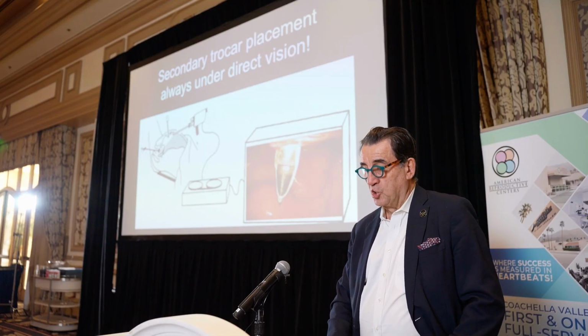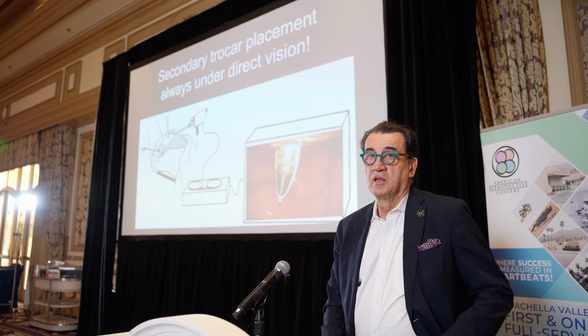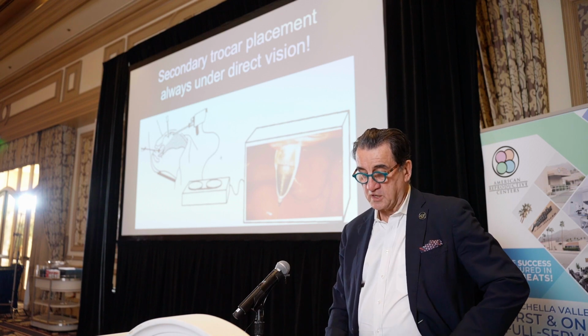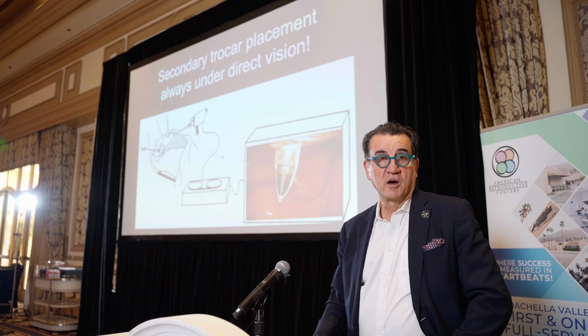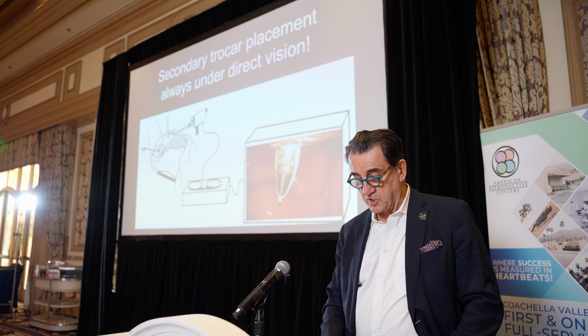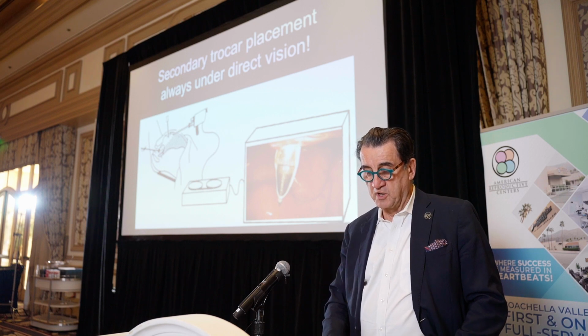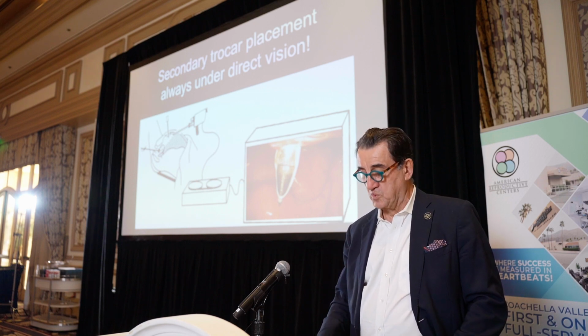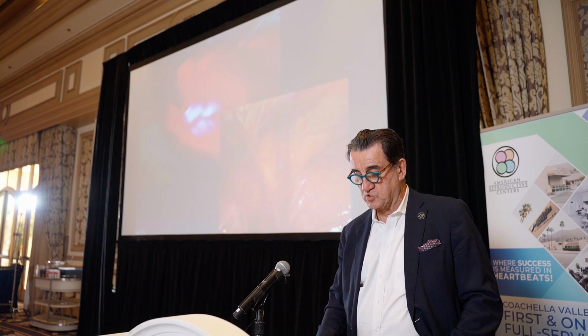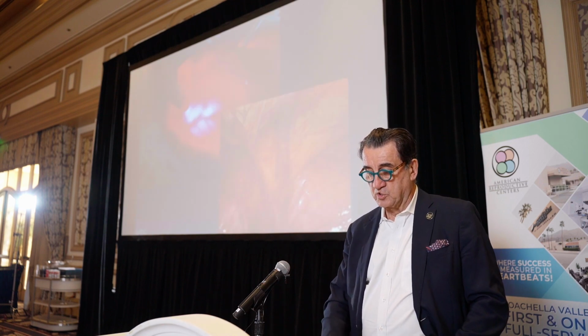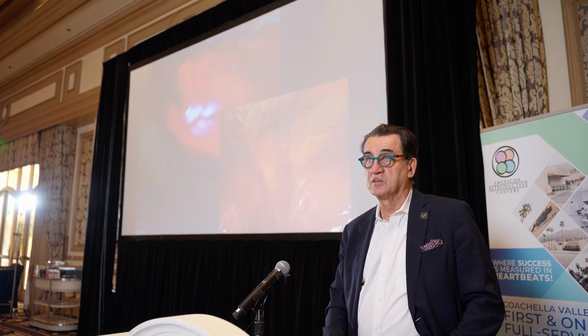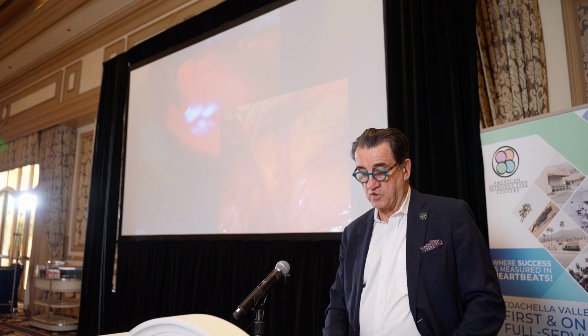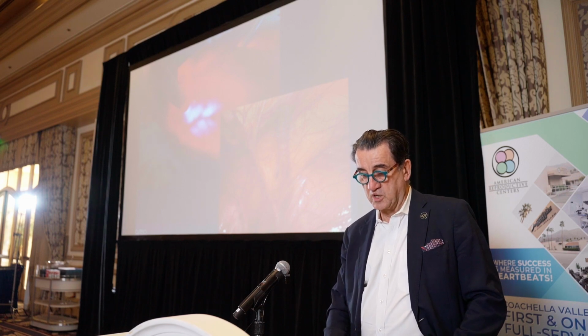There's one thing: there's no lawyer in the world that can defend you if you put in your secondary trocars without direct visualization. So when you have access in the abdomen, always make sure that you see where you're putting the secondary trocars. There are two blood vessels that you can hit on the abdominal wall. One is the inferior epigastric, which is right here, and the other one is the superficial.